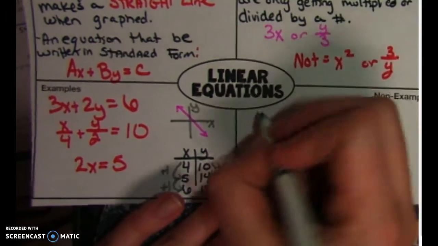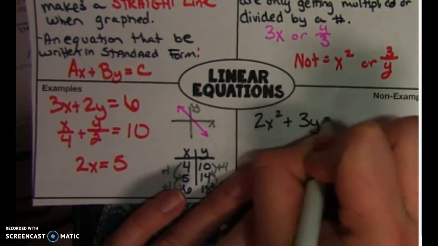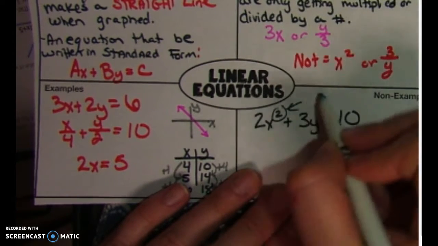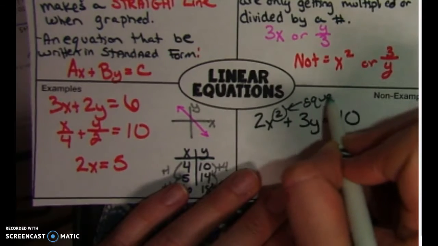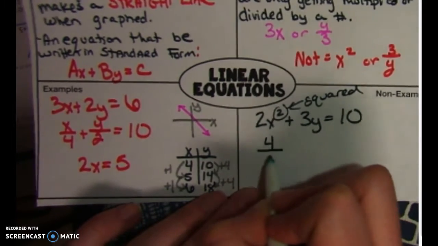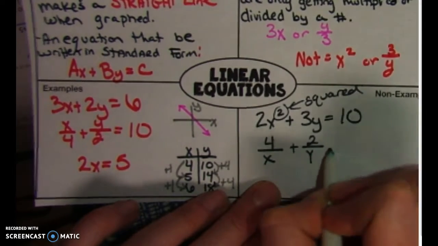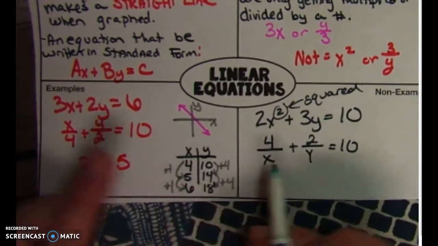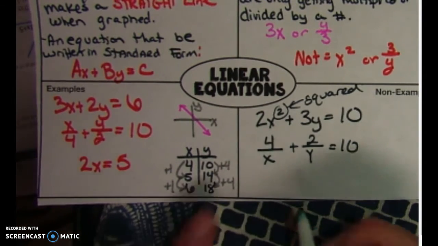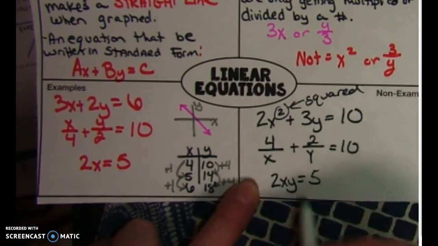Nonlinear example, we could have something like 2x squared plus 3y equals 10. Okay? We can't be squared. We could have something like 4 over x plus 2 over y equals 10. So do you see how I changed from being my numerator to my denominator? We also can't have x and y being together in the term.